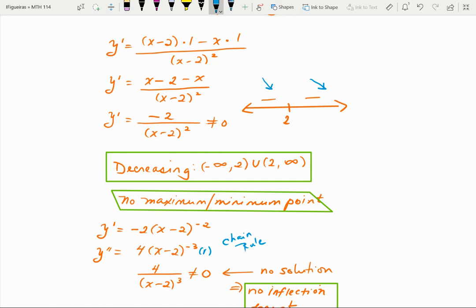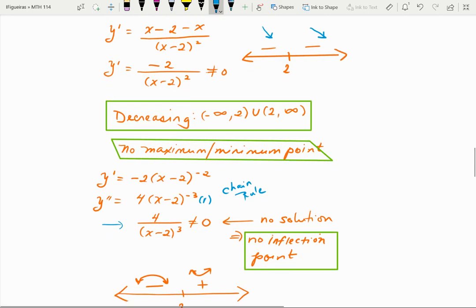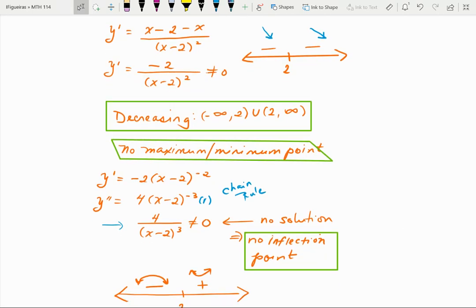And then if I rewrite that in a different way, I get 4 over x minus 2 to the third power. So for the same reason I explained above, that rational equation can never equal 0. It has no solution, and that means there is not going to be an inflection point. So again, that doesn't mean that I can't test for concavity.